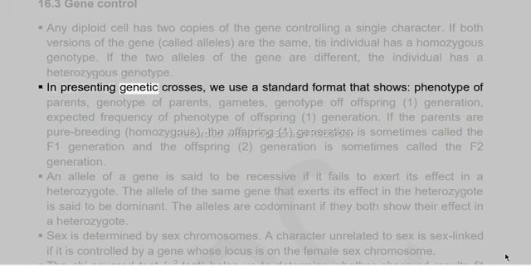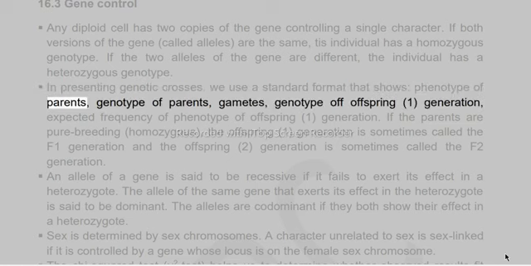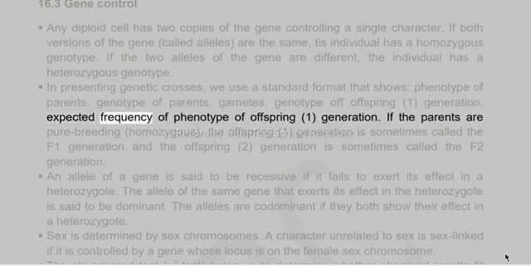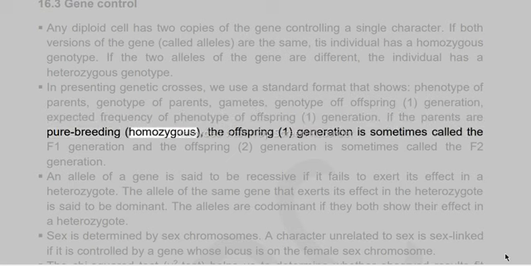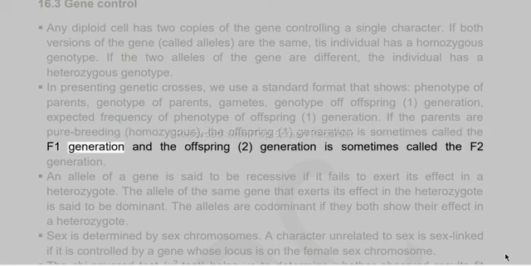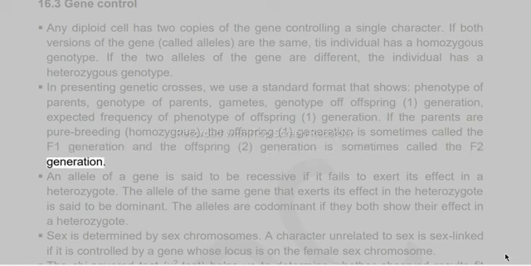In presenting genetic crosses, we use a standard format that shows phenotype of parents, genotype of parents, gametes, genotype of offspring (1st generation), expected frequency of phenotype of offspring (1st generation). If the parents are purebreeding, homozygous, the offspring (1st generation) is sometimes called the F1 generation and the offspring (2nd generation) is sometimes called the F2 generation.